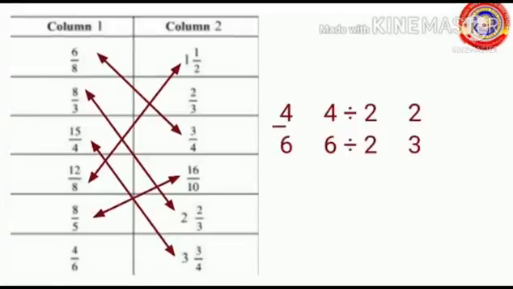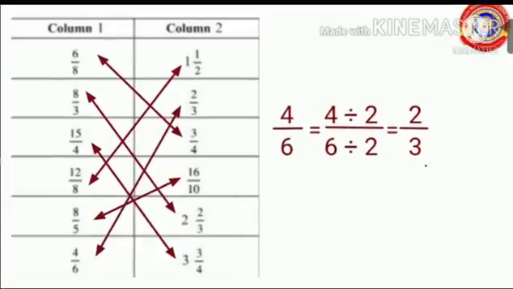Next, 4 by 6. Here we need to find out its equivalent fraction. We can divide 4 and 6 by 2. That is 4 divided by 2 by 6 divided by 2, which is equal to 2 by 3. So join 4 by 6 with 2 by 3.